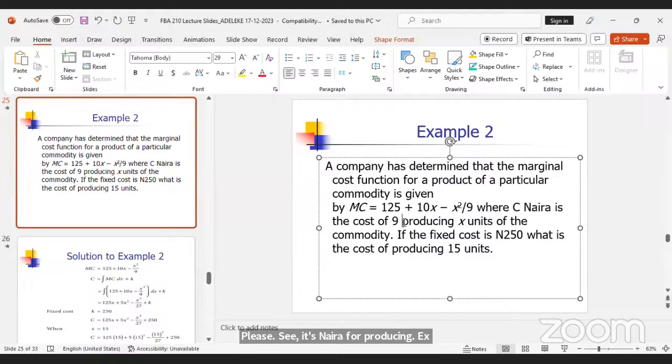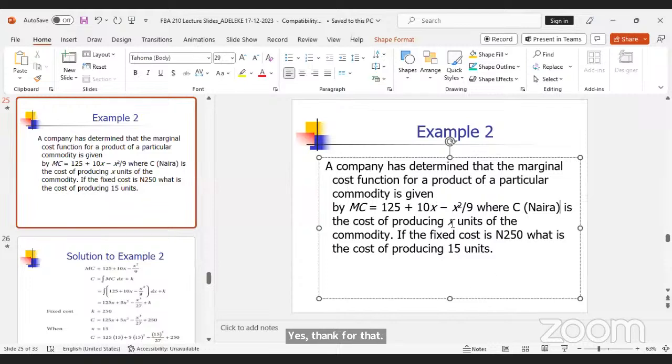Sorry, that's a mix up there. The 9 is not supposed to be there. C is in naira for producing x units. Okay. Thank you so much, sir. Yeah, I get it now. Thank you so much. God bless you, sir.